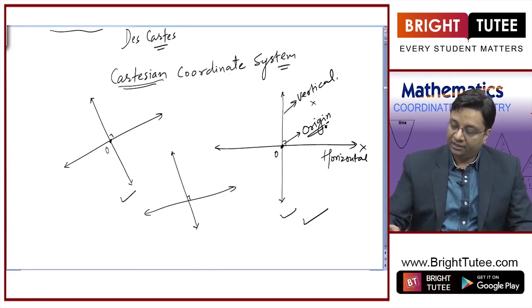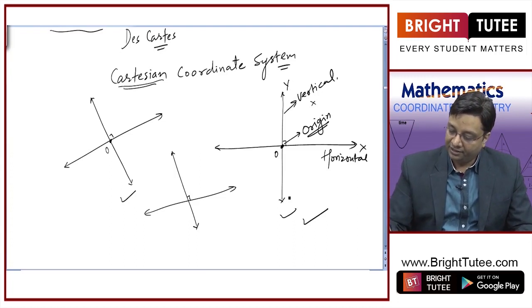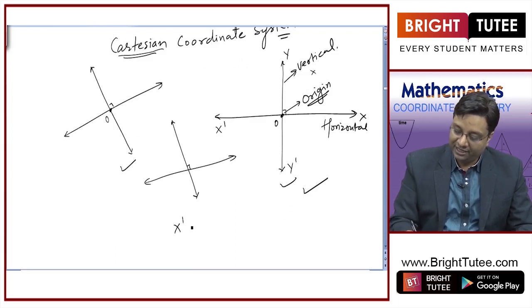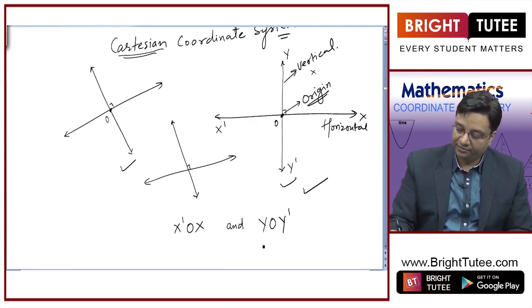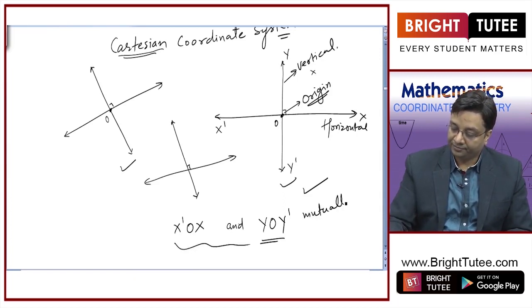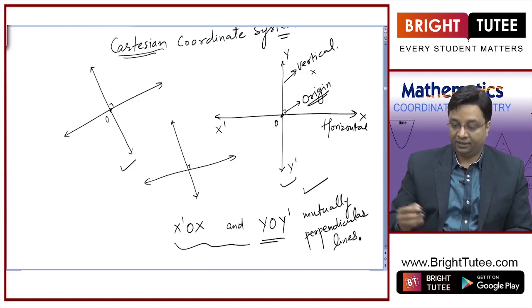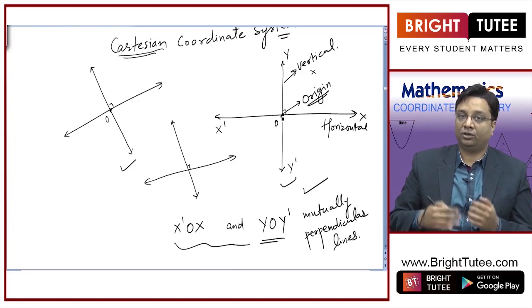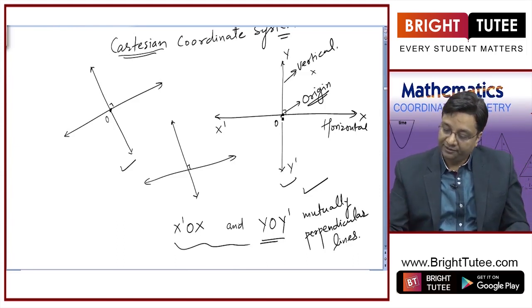We can denote it by y, y dash, x dash. So there are these two lines, x dash O x and y O y dash. I have taken these two mutually perpendicular lines, and they intersect each other at this point, which is origin. We will call it origin from now on.